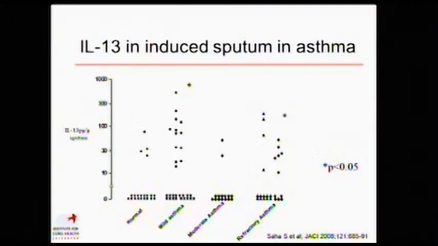So what about IL-13? This slide shows the concentrations of IL-13 in induced sputum in asthma of varying severity and healthy controls. If you take the refractory asthmatics, you can see about half of the patients have evidence of IL-13 in their sputum. So we'd probably predict that it's these patients that are likely to respond to anti-IL-13 therapy and not these.